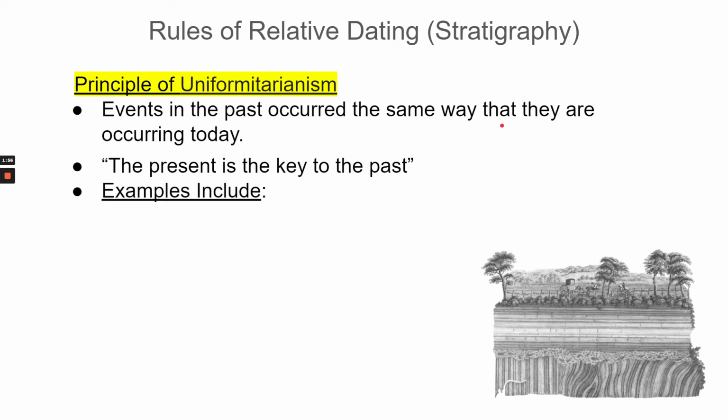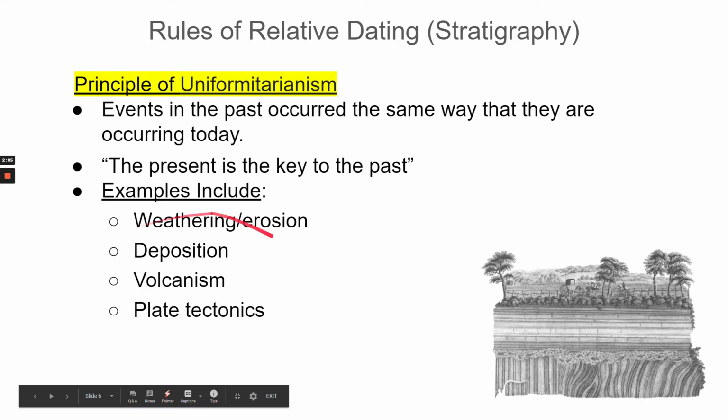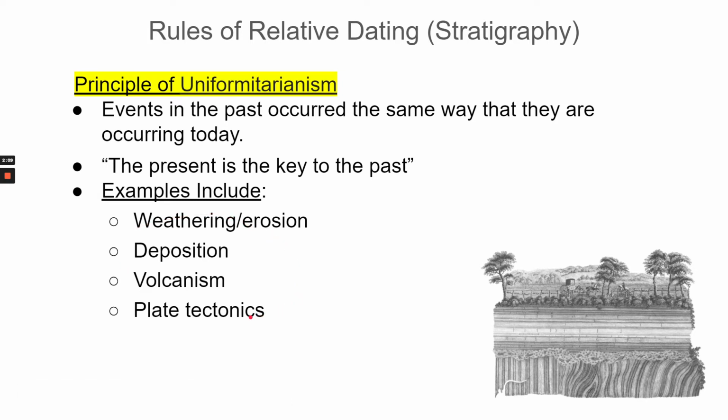Some examples of uniformitarianism are weathering and erosion, deposition, volcanism, and plate tectonics. So these things that are happening now on the surface of the Earth happened the same way millions or billions of years ago.